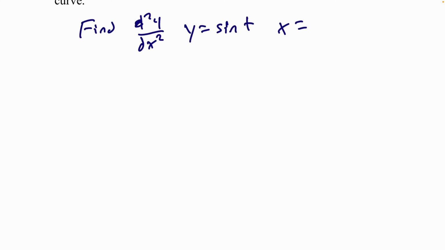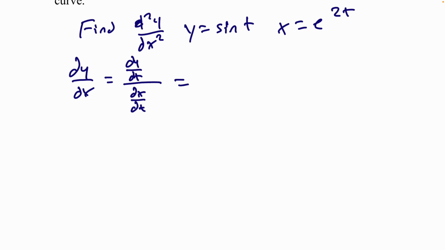So the instructions might say something like, find the second derivative of y with respect to x when y is sine of t and x is e to the 2t. So let's see what happens here. We'll do what we've already learned. We're going to take the first derivative. dy/dx will be the derivative of y with respect to t divided by the derivative of x with respect to t. Now the derivative of sine of t is cosine of t, and the derivative of e to the 2t, a little chain rule there, bring out the 2, and then e to the 2t.